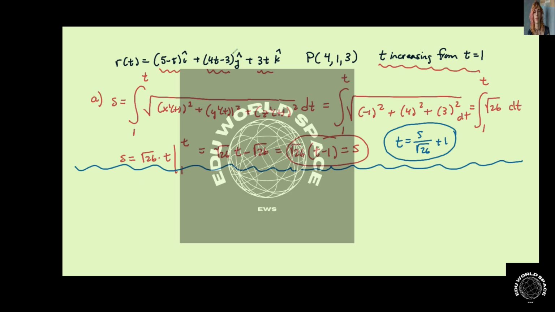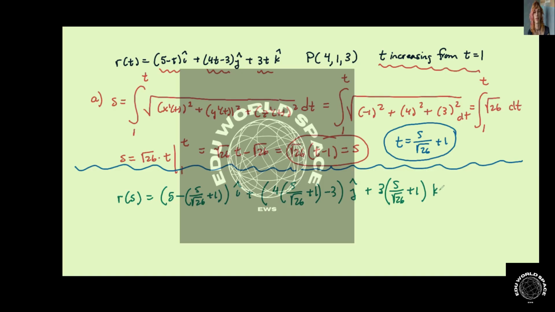Okay, so let's get our change of variable. So now it's r of s. So every t gets replaced by s over root 26 plus 1. So I'm going to get 5 minus quantity, s over root 26 plus 1. That's all in the i hat. I'll clean it up in a second. Now we have 4 times the t, so we do have a bit of cleanup work to do as I substitute in for t. And that's j hat. And then finally 3 times t here. K hat. All right, so that's kind of messy.